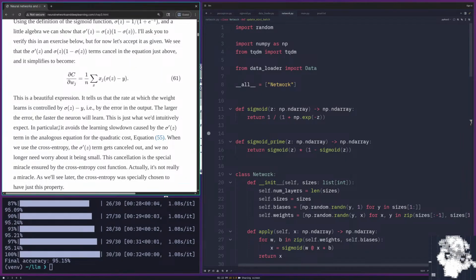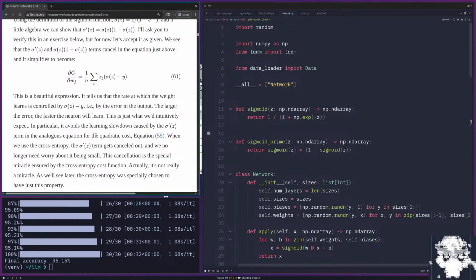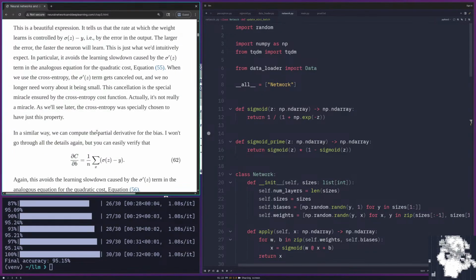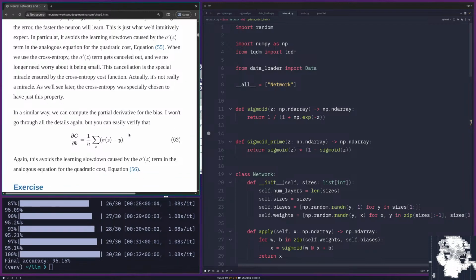The larger the error, the faster the neuron will learn. This is just what we'd intuitively expect. In particular, it avoids the learning slowdown caused by the sigmoid prime of z term in the analogous equation for the quadratic cost, equation 55. When we use the cross entropy, the sigmoid prime of z term gets cancelled out and we no longer need to worry about it being small. This cancellation is the special miracle ensured by the cross entropy cost function. Actually, it's not really a miracle. As we'll see later, the cross entropy was specially chosen to have just this property.